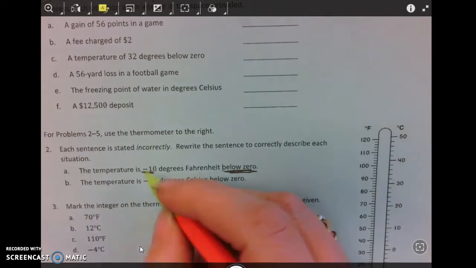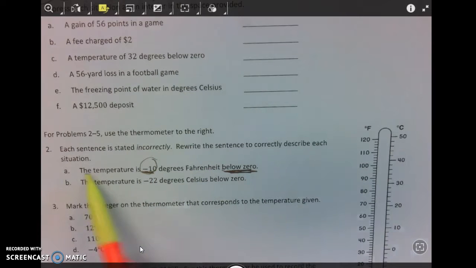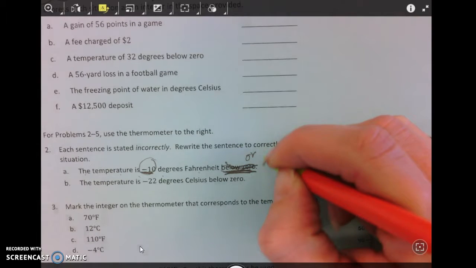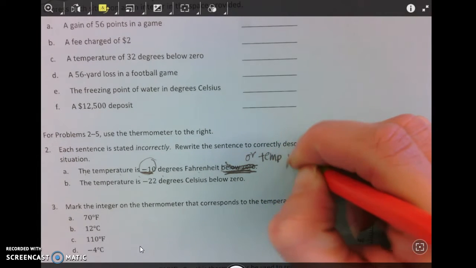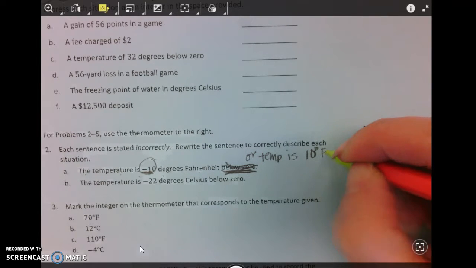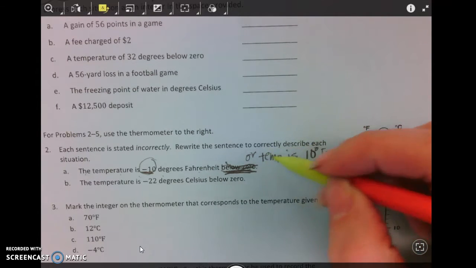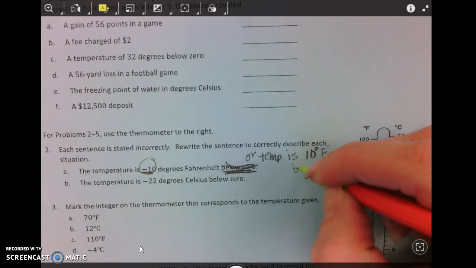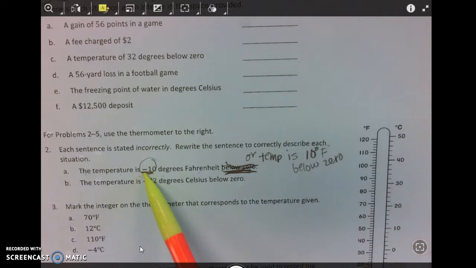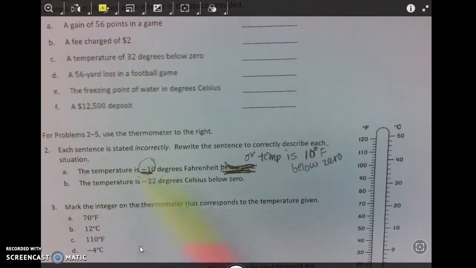We either use the negative 10 and just say the temperature is negative 10 degrees Fahrenheit and leave off the below zero, or we can say the temperature is 10 degrees, and then we use words to describe its location instead of the symbol, or 10 degrees Fahrenheit below zero. So you don't want to use both the symbol and the words, because if you use the symbol, you're already telling your reader it's below zero.